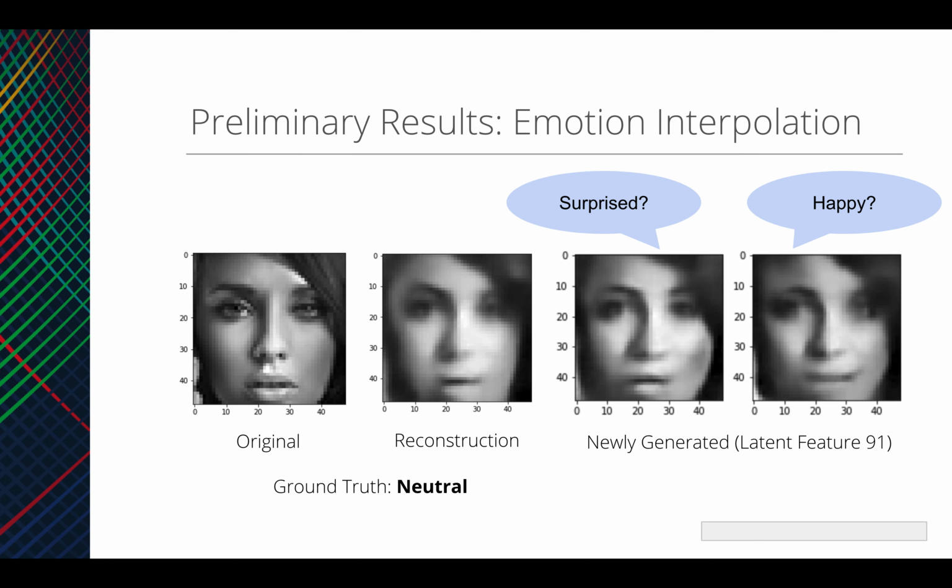When we looked at the latent representations directly, interestingly, we observed that certain dimensions seem to show some amount of correlation with emotion. Latent feature 91 in particular generated faces with different expressions when it was modified, translating an originally neutral image into new images that appear surprised and happy. While this isn't the case for every latent feature or input image, it's certainly an interesting result, and we plan to explore this direction further.